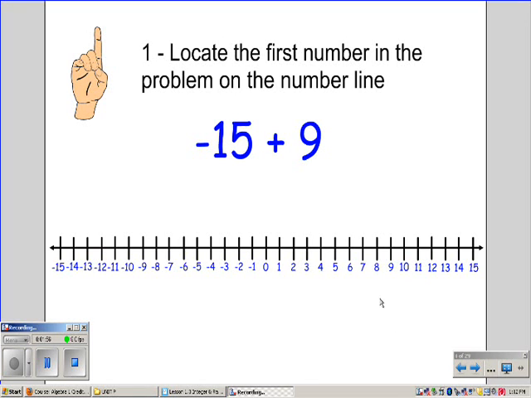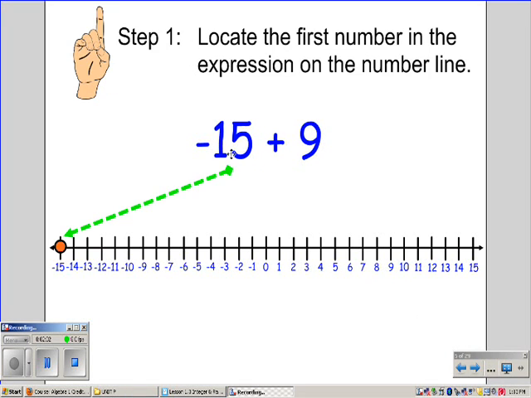Step number 1 is to locate the first number in the problem on the number line. As I'm looking at this, the first number in this problem is negative 15. So I locate that on my number line. Here is where negative 15 is.